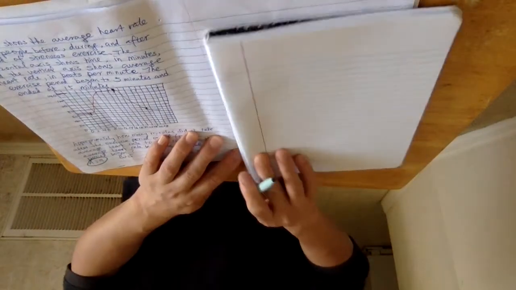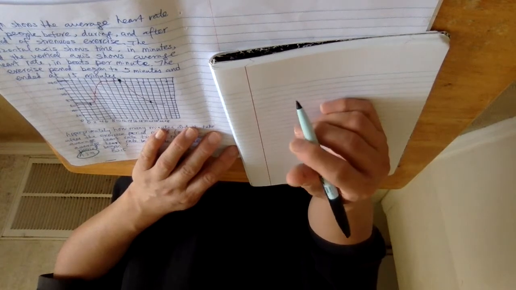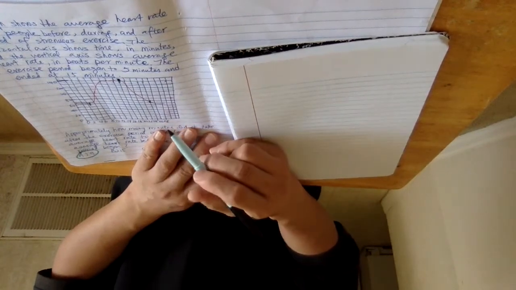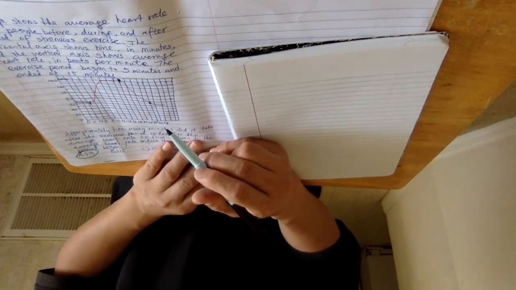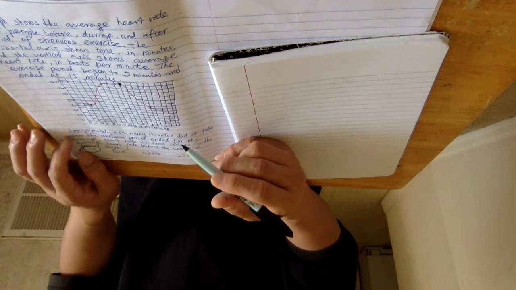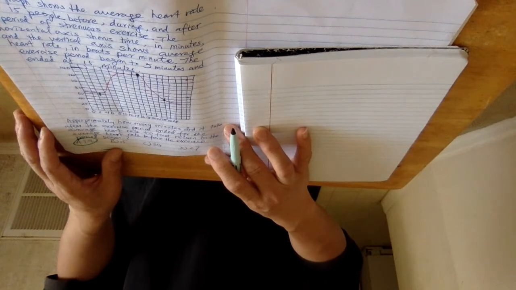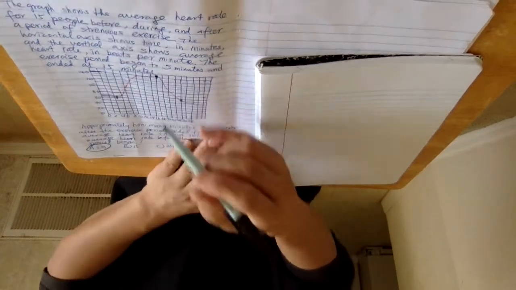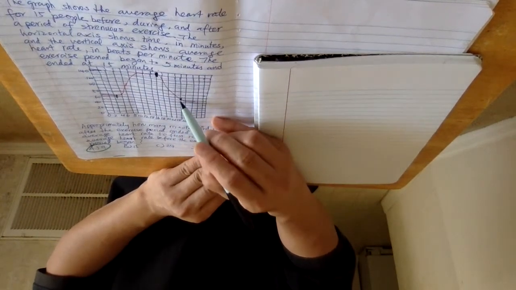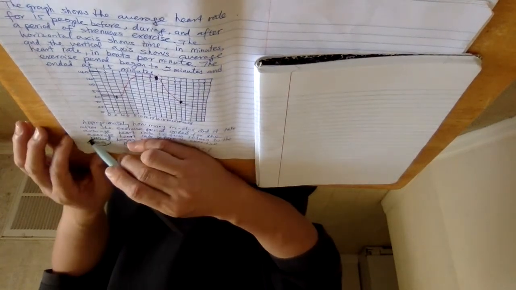Number 8: the graph shows the average heart rate for 15 people before, during, and after a period of strenuous exercise. The horizontal axis shows time in minutes, and the vertical axis shows the average heart rate in beats per minute. Approximately how many minutes did it take after the exercise period ended for the average heart rate to reach the normal rate before the exercise period began? Let's see here, we finish at approximately 15 minutes and come to normal around 24. So 24 minus 15 is 9, so the answer is A.